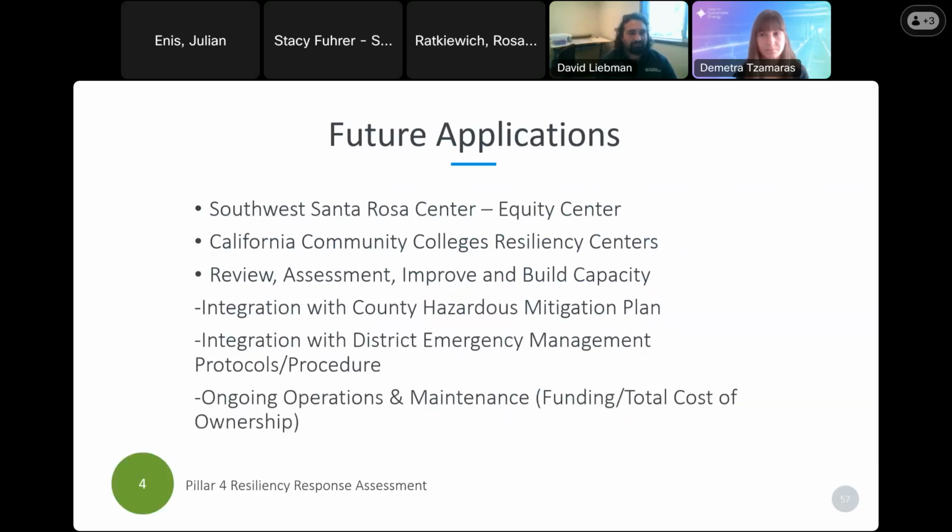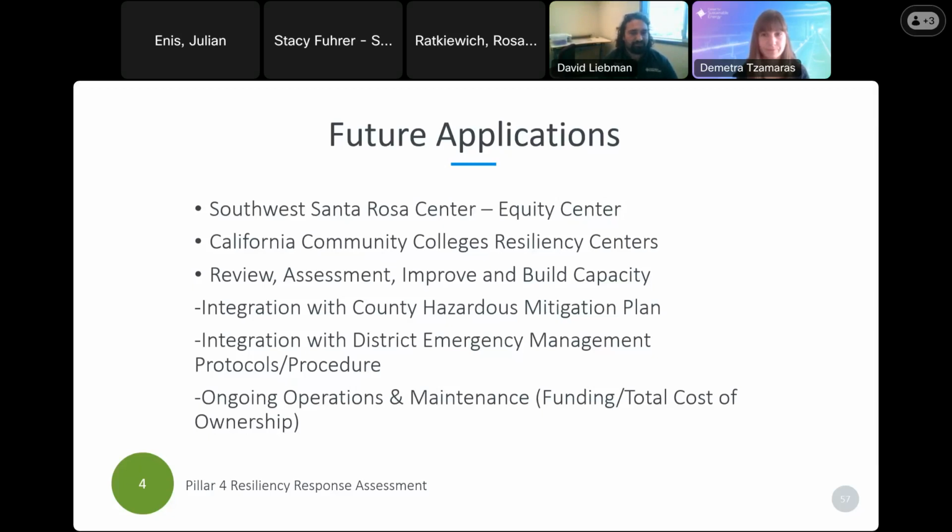So we have a large number of future applications with the lessons learned from this project and the integration of the 4-pillar methodology. We are currently designing and building out a new center in the southwest part of Santa Rosa. It's our equity center. It focuses on providing English as a second language services, as well as community services to a part of Santa Rosa that was historically underserved. And so we are utilizing right now the SARA tool and the 4-pillar methodology in applying adaptation and resiliency analysis to that site while it's being designed.